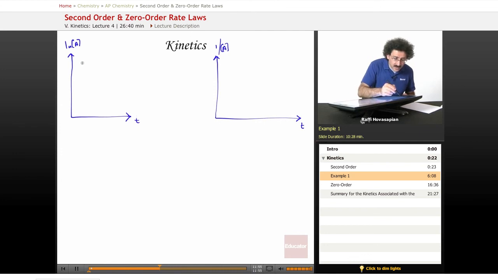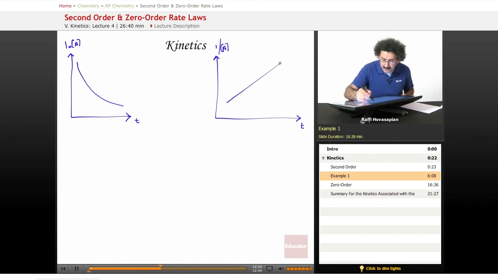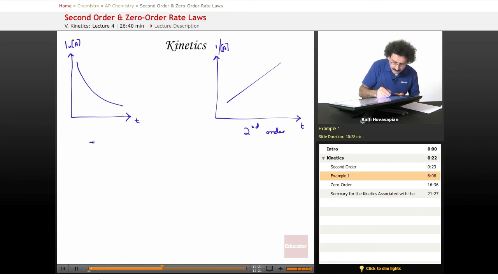When I do this, the logarithm graph gives me something like this. Definitely not a straight line. When I do the reciprocal, I get a straight line. So I will have you confirm this, but this is exactly what happens. Because it's the reciprocal that gives us a straight line, it's a second order reaction. Second order. So we can go ahead and write the differential rate law.